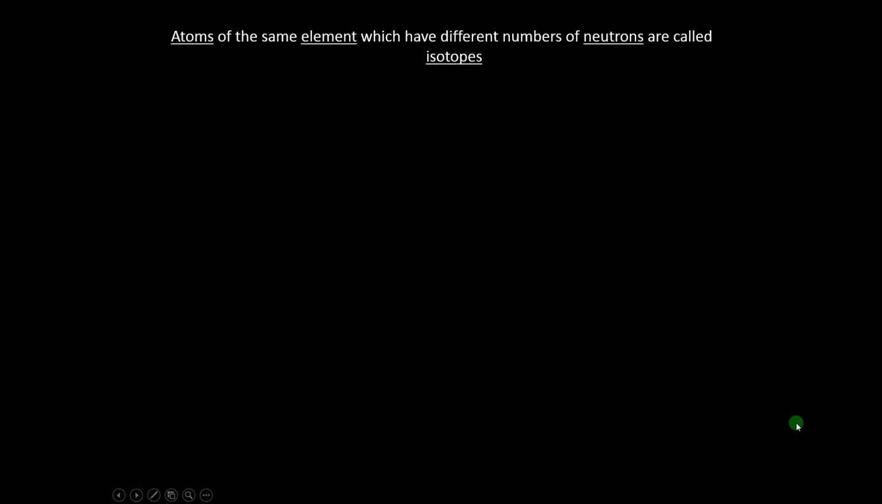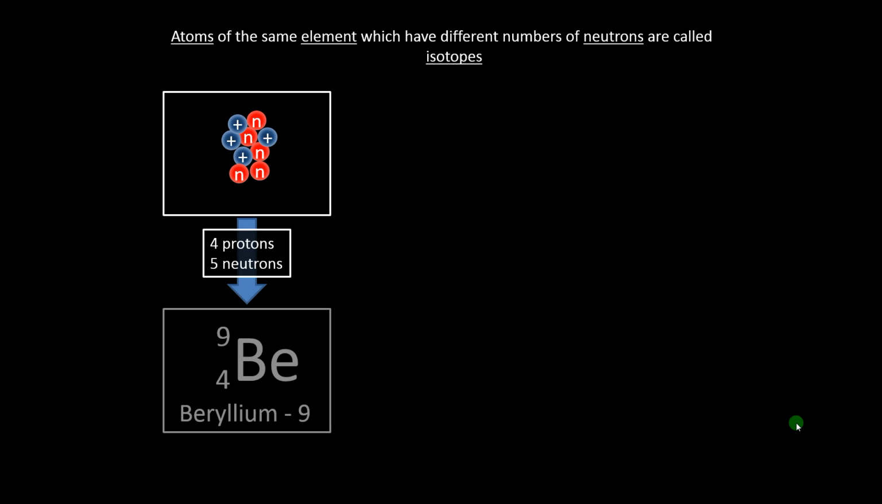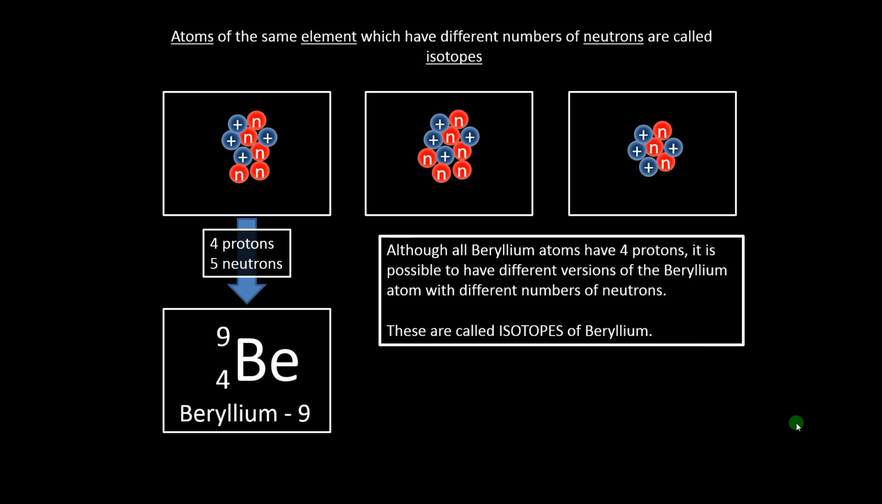Okay, so we need to appreciate that there are different forms of the same elements. There are different versions of the atomic nucleus for elements. So we're going to look at another example here, and this is an element with atomic number 4, which is beryllium. So this first version of beryllium is the most common version of beryllium, 9, 4 beryllium, 4 protons and 5 neutrons in the nucleus. But there are also these and other versions of beryllium as well.